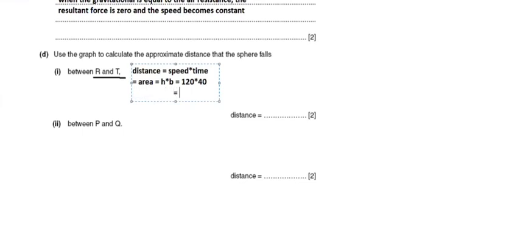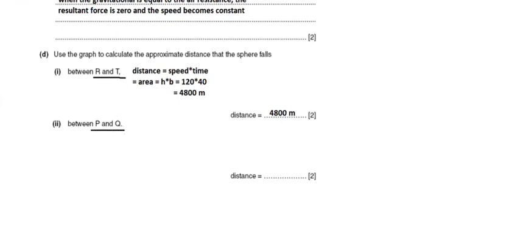This value is nothing but 4800, and the unit is nothing but meter. So here I will write again 4800 meter. This is nothing but the distance between the point R and T. Now we want to calculate the same distance covered between the point P and Q.